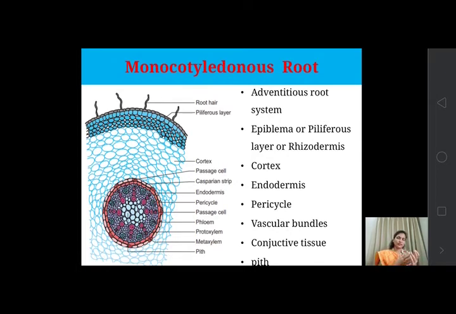So this is up to the monocotyledonous root, and in our next lecture we will discuss the monocotyledonous stem of the maize plant. Then we will again differentiate the dicot stem and the monocot stem. Before attending the lecture, please refer to the previous lecture related to the dicot stem. Then you can easily differentiate between these two.